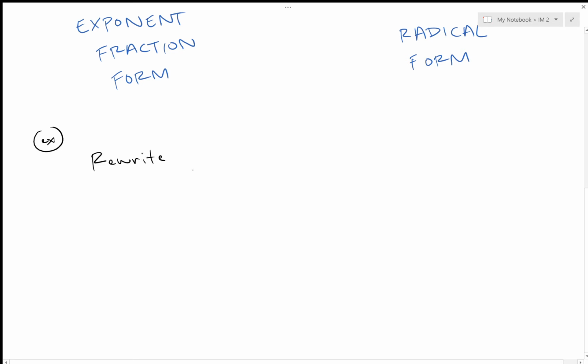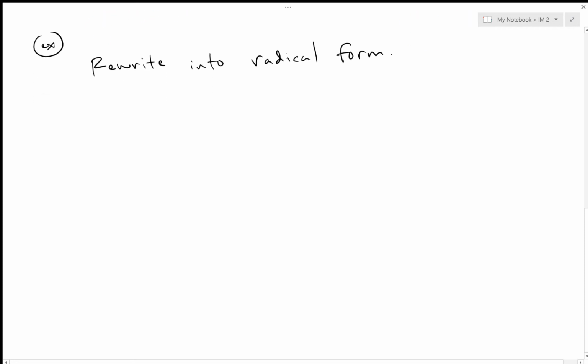rewrite into radical form. So they want us to rewrite whatever they give us into radical form. So that means they're probably going to give us something in exponent fraction form. So what they give us here is 16 to the 4/3 power. That is in exponent form, because this right here is the exponent and it's rational, it's a fraction. So we can rewrite this into radical form.